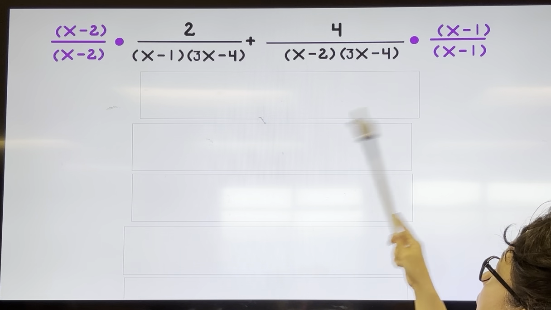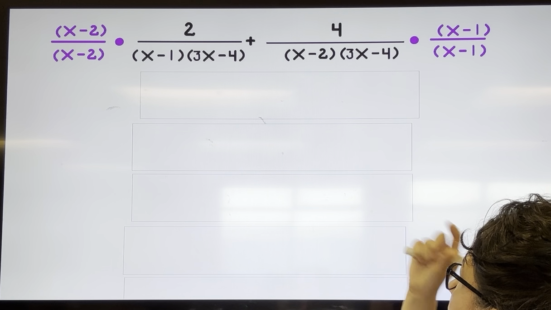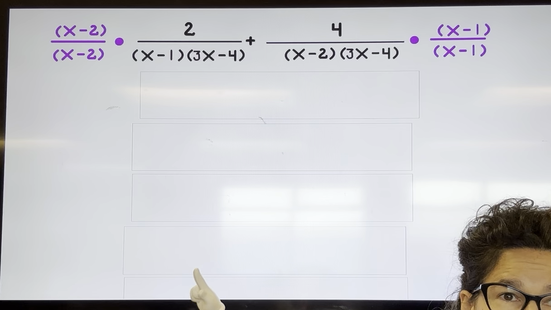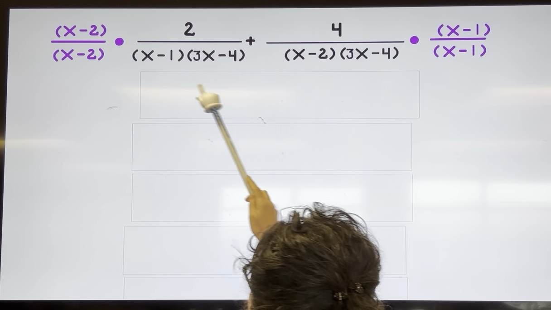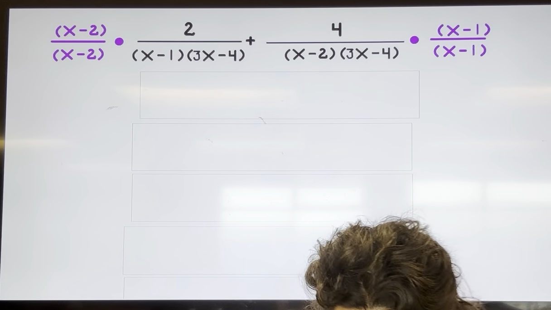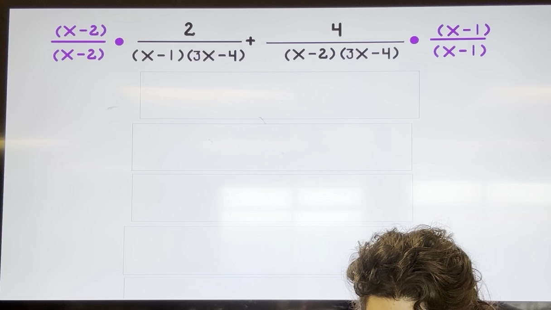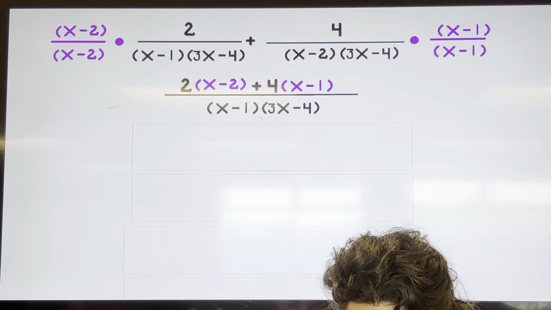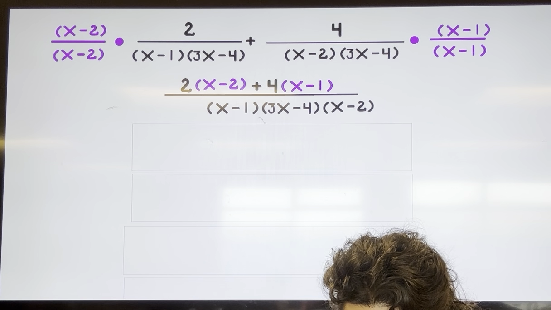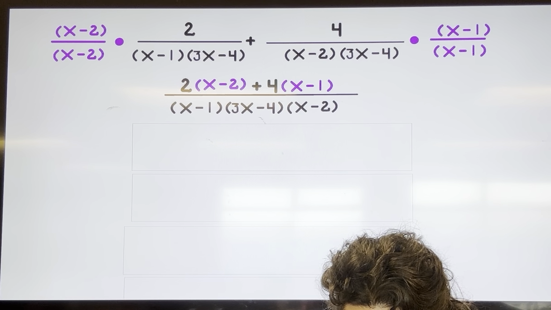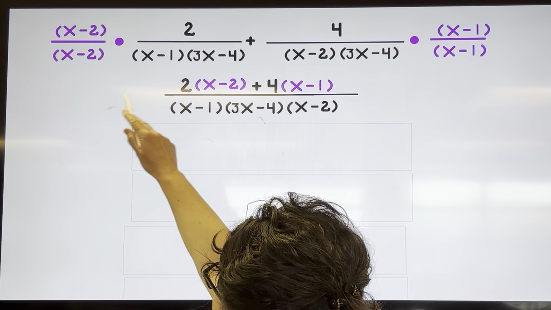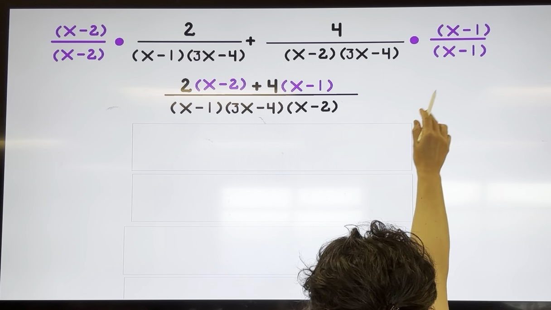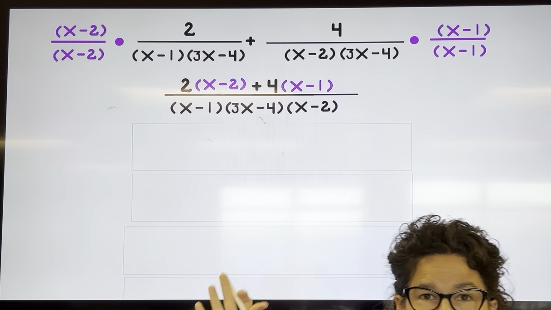But now both denominators are going to be x minus 2 times 3x minus 4 times x minus 1. So when you have the common denominator here, we're going to put everything over the common denominator. And so we need this x minus 2 here. Okay, so there's that. And then when I multiply this numerator here, I have 2 times x minus 2. This numerator was 4 times x minus 1. And when you have a common denominator, you put them over the same denominator.